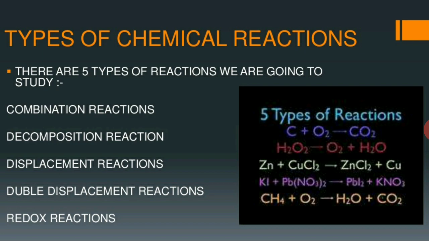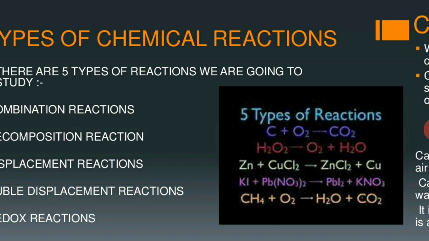So we got an idea what chemical reactions are. In lower classes we have discussed chemical changes. Every chemical change is accompanied by certain chemical reactions. These changes are permanent changes which cannot be reversed, right? And chemical reactions are of different types: combination, decomposition, displacement, double displacement, and redox reactions. Let us learn in detail about each kind of chemical reaction.